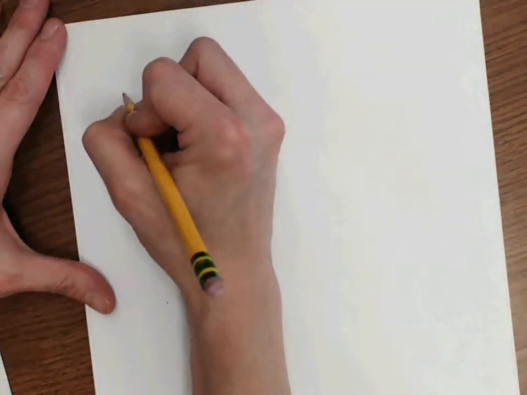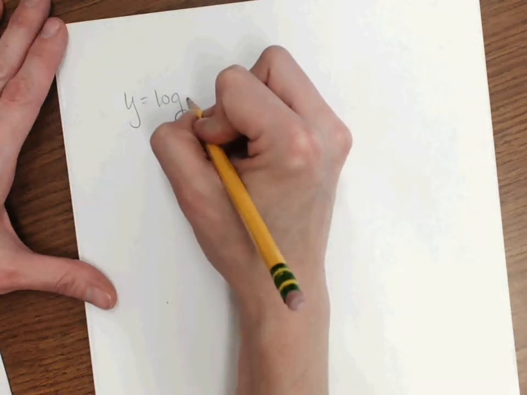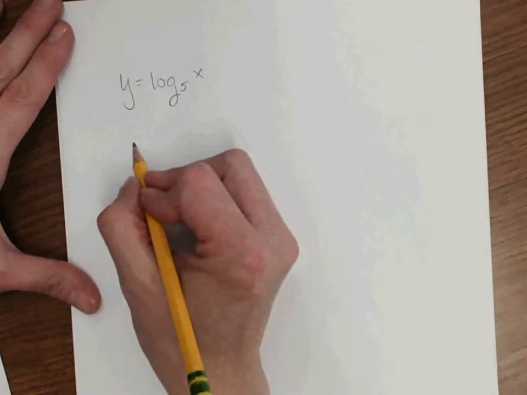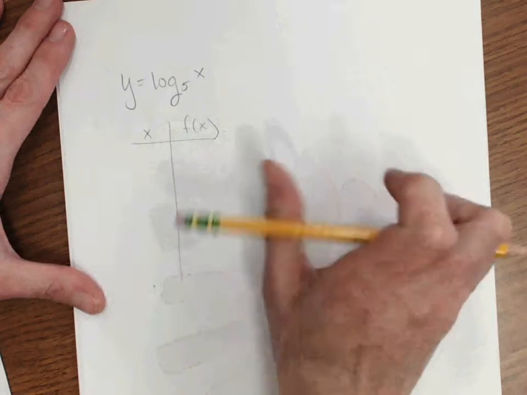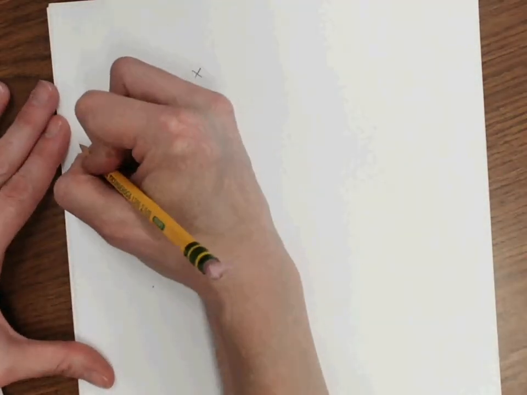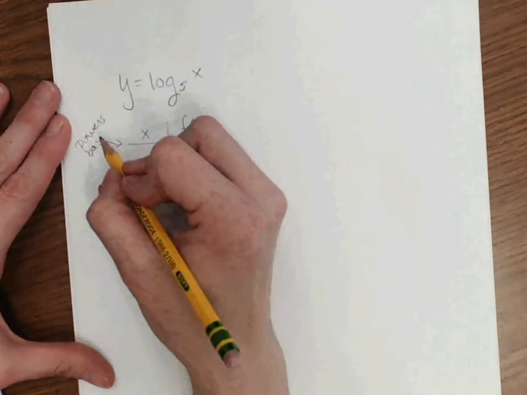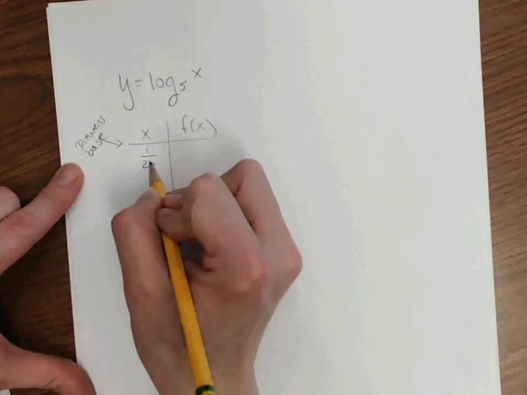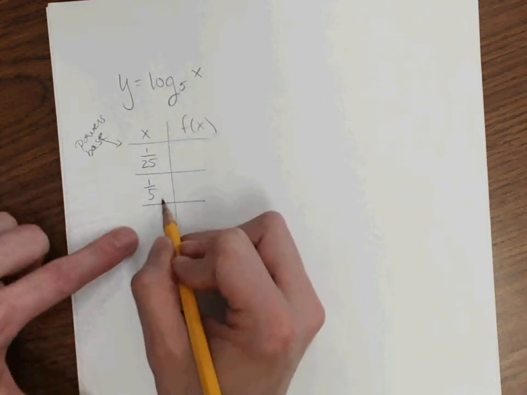Sorry. So let's go ahead and look at y equals log base 5 of x. Okay? So for this one, as I'm plugging in my x's and my y's, trying to figure out what they are, remember on this side, I'm going to list powers of my base. Just listing out powers of my base. So my base is 5. I'm going to start with 1/25, and then 1/5, right?